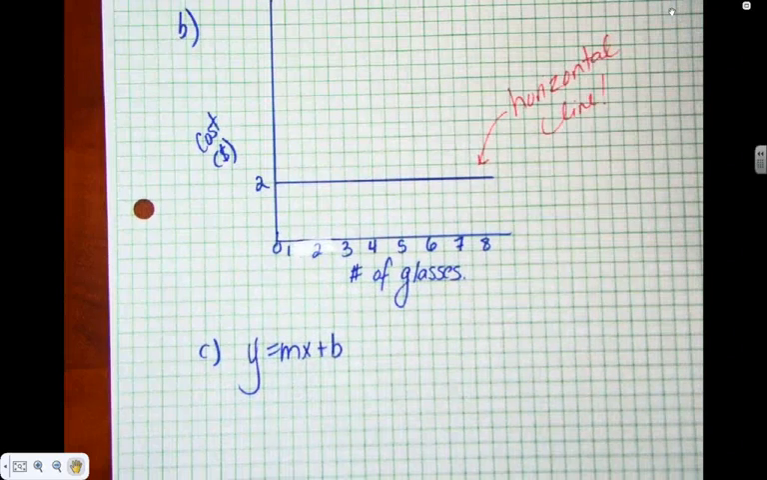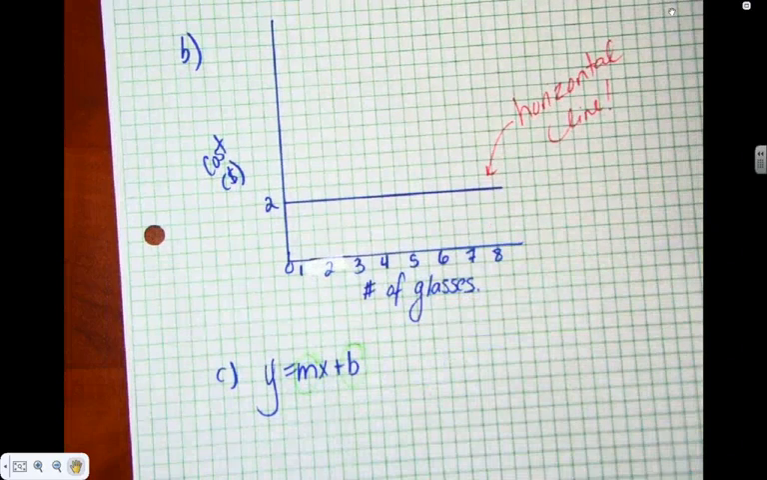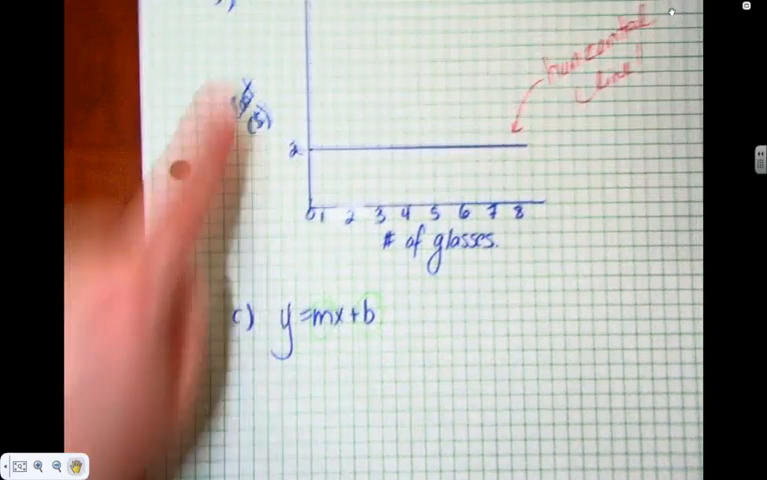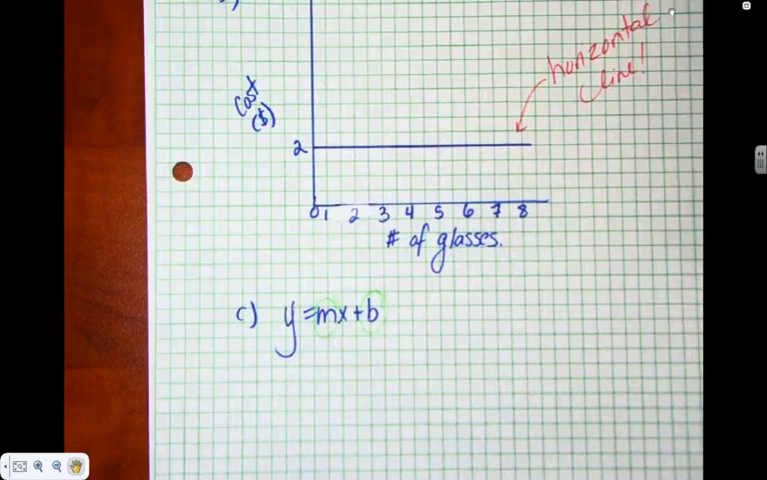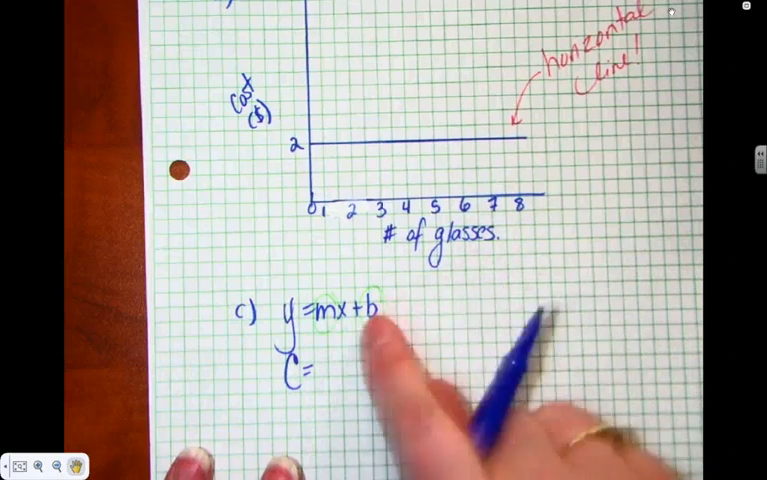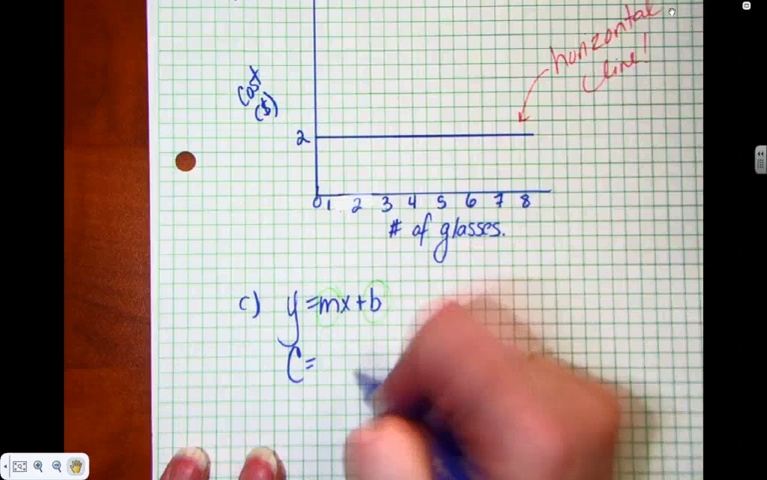General equation is y equals mx plus b. M and b are going to be numbers. Y and x are going to be variables. Are we given a variable for the y-axis, or can we pick it? Okay, what would you like to use for cost? Were we given a variable for the x-axis, or can we pick it? What would you like to use for number of glasses?